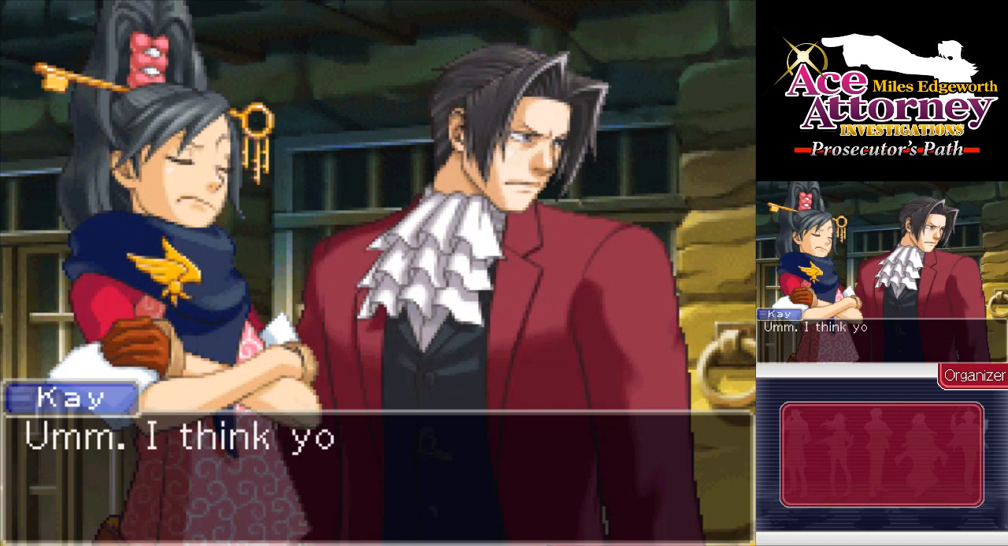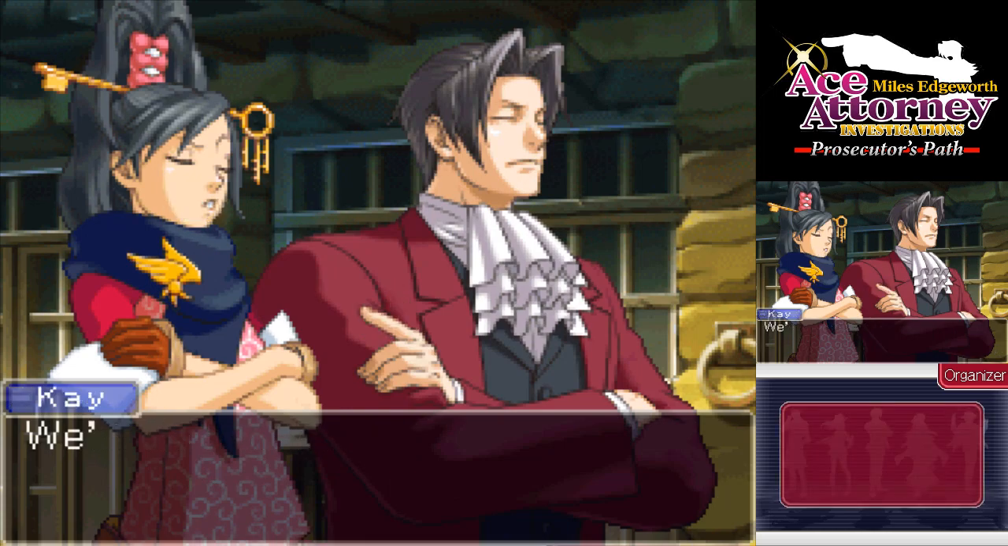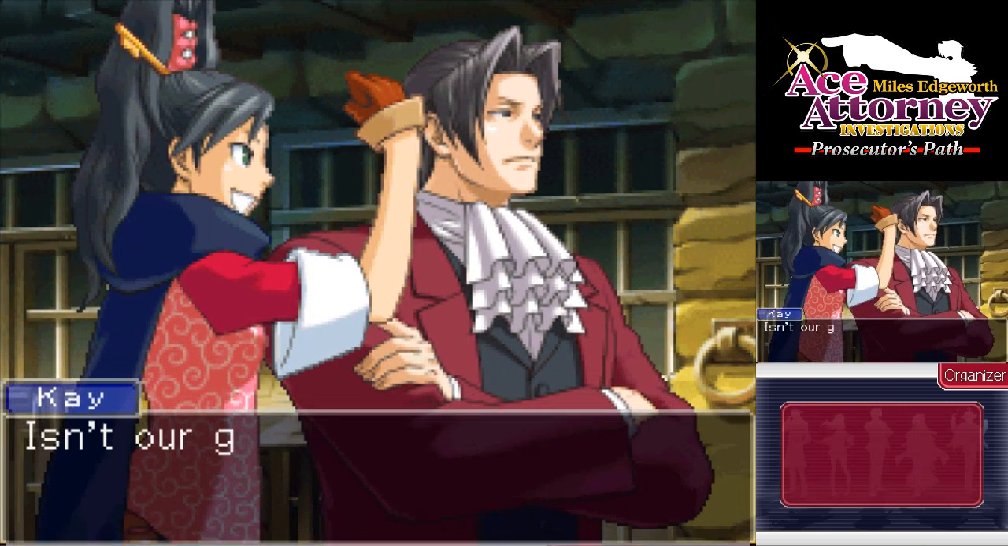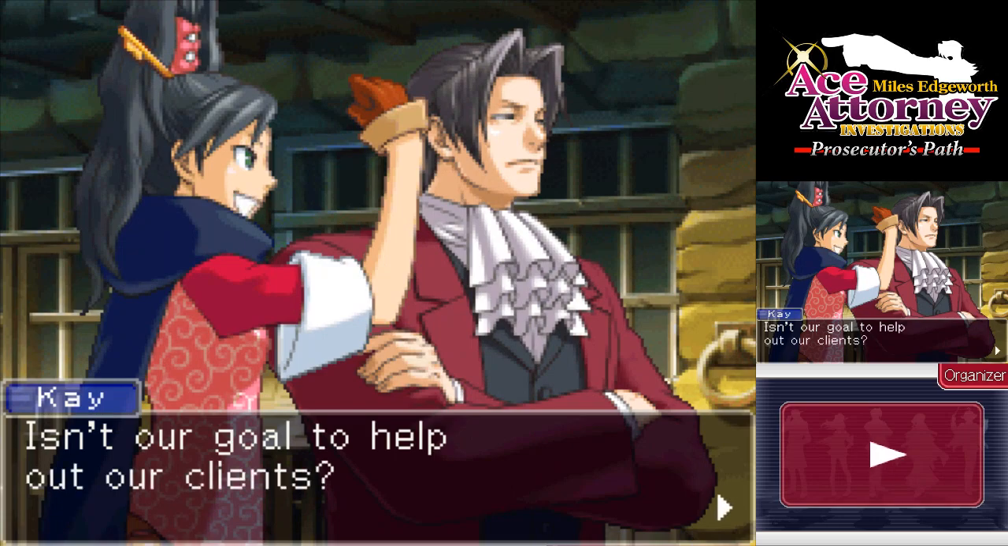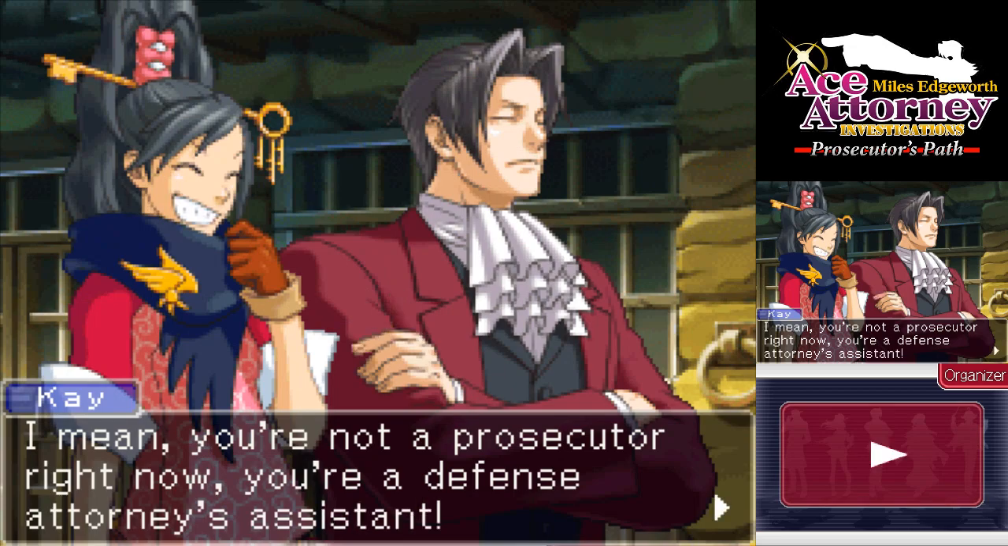Hold it! Hold it. I think you're a little off there, Mr. Edgeworth. What do you mean? We're not trying to expose the truth. We're trying to save Simon. Isn't our goal to help out our clients? I mean, you're not a prosecutor right now. You're a defense attorney's assistant.